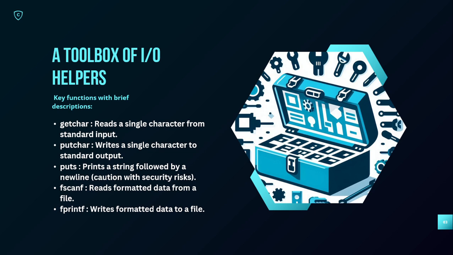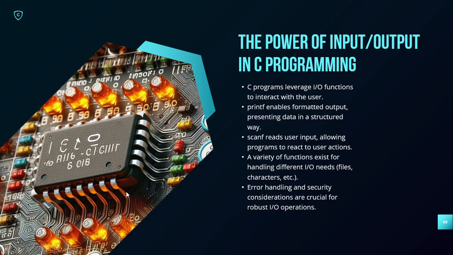And now we have puts, which prints a string followed by a new line, with caution about security risks. When you use puts with a string enclosed in double quotation marks, it starts a new line before the next code runs. And we have fscanf, which reads formatted data from a file, and fprintf, which writes formatted data to a file. These are a few more functions that we have in C programming language.